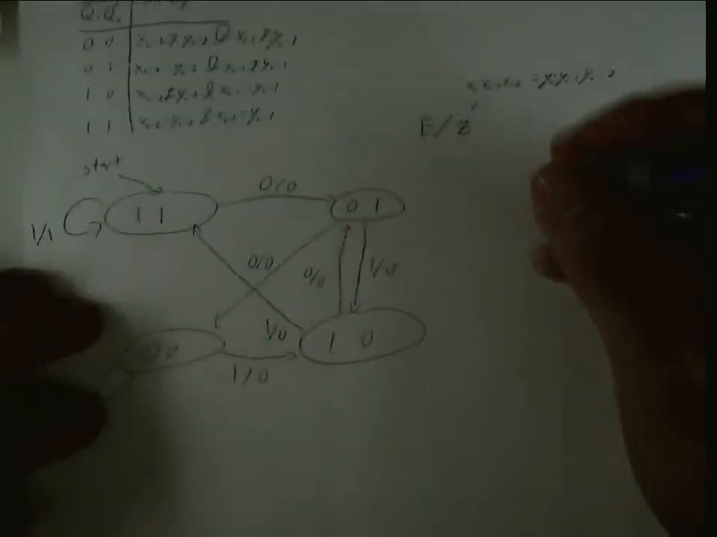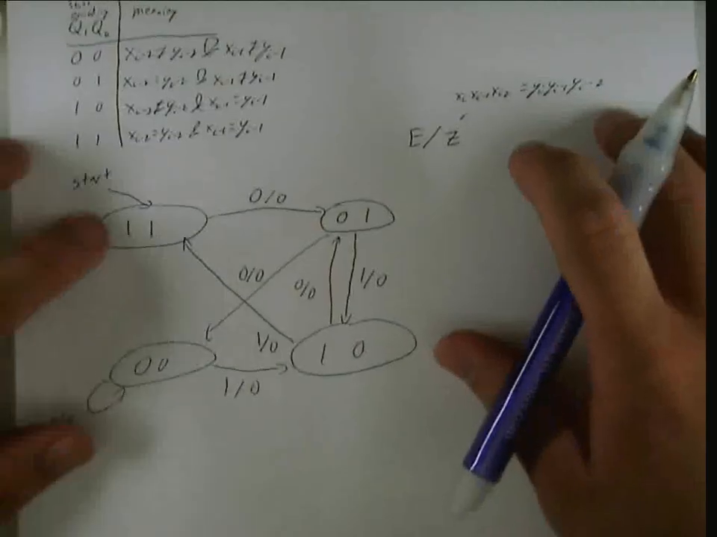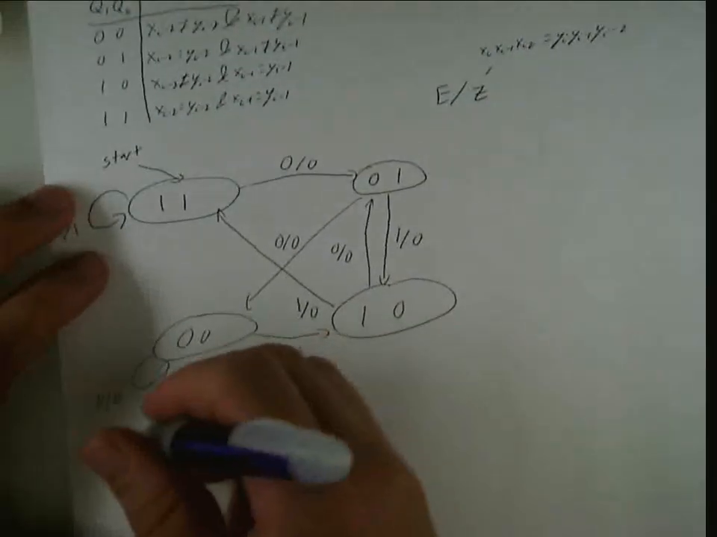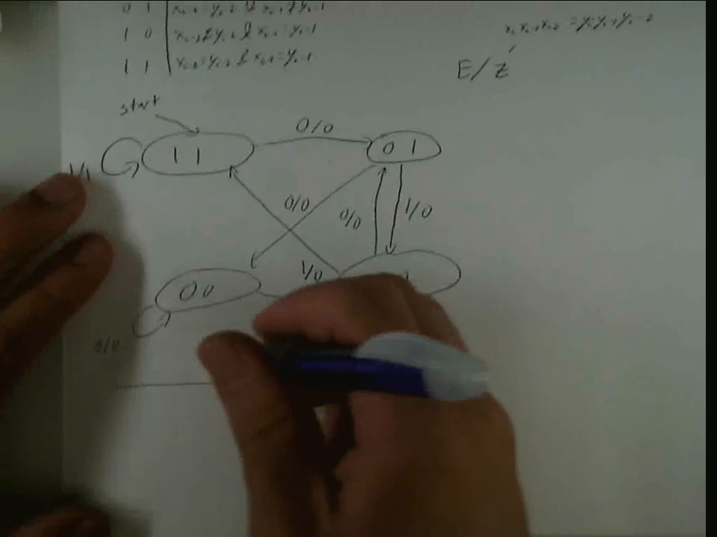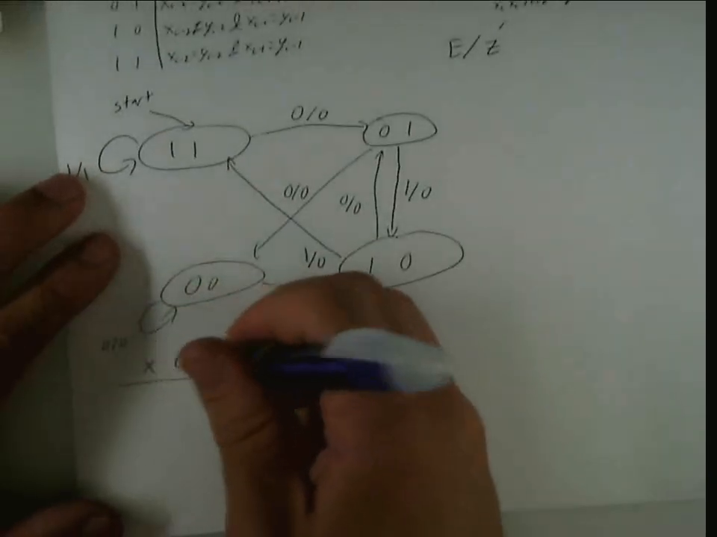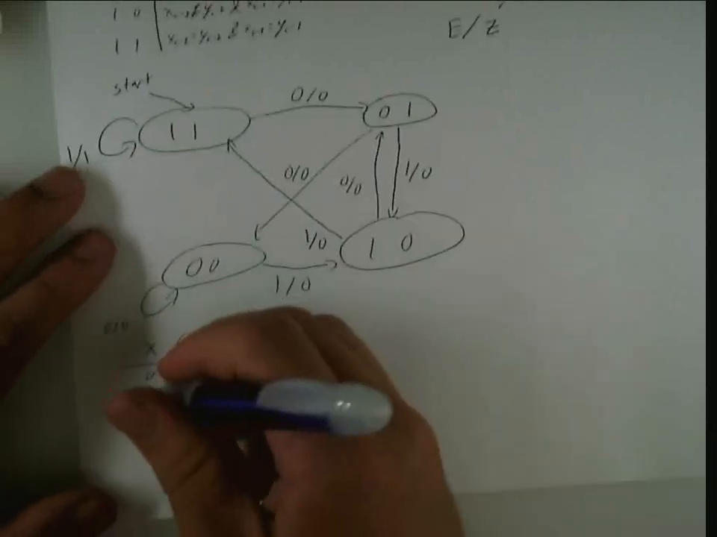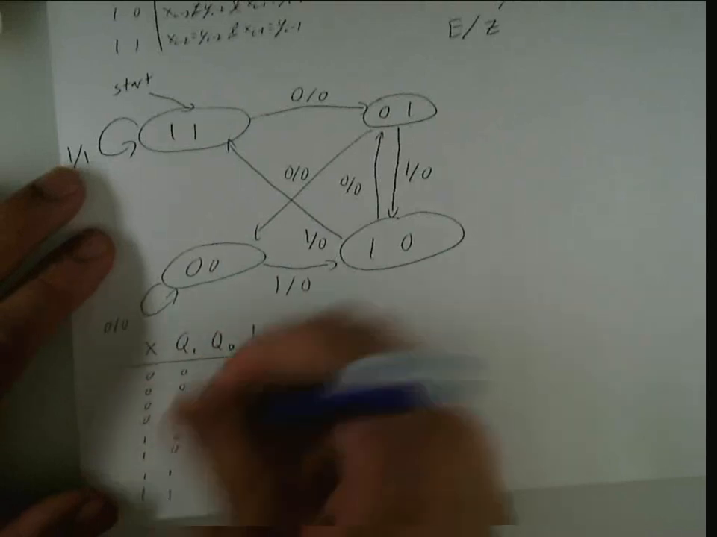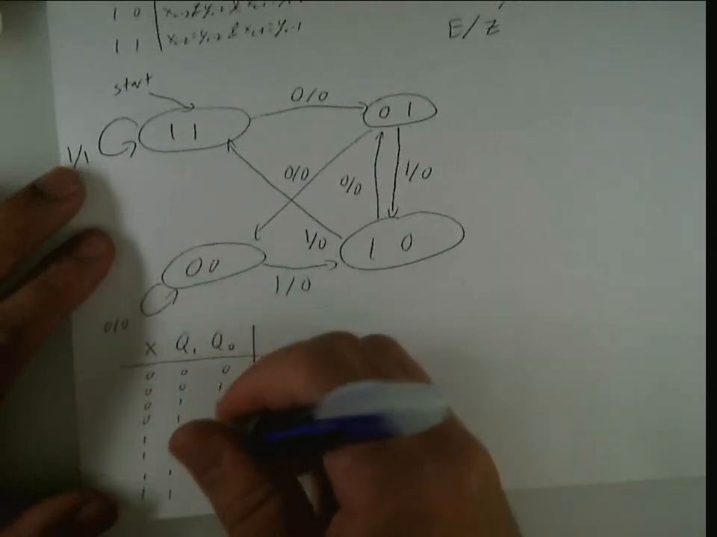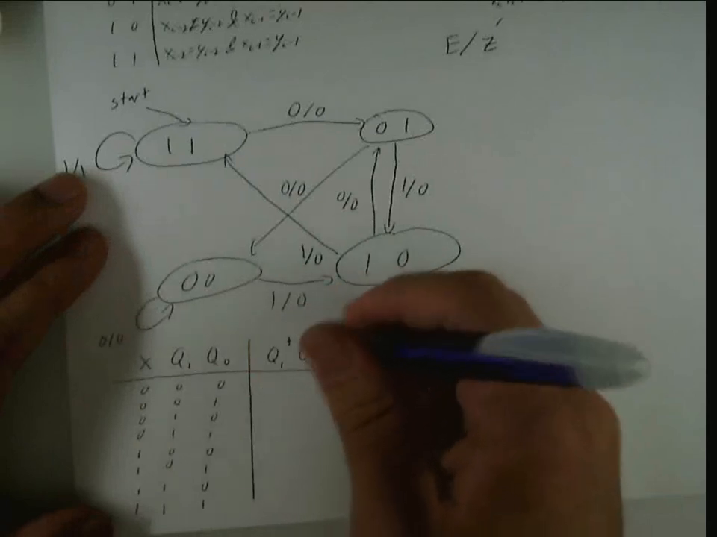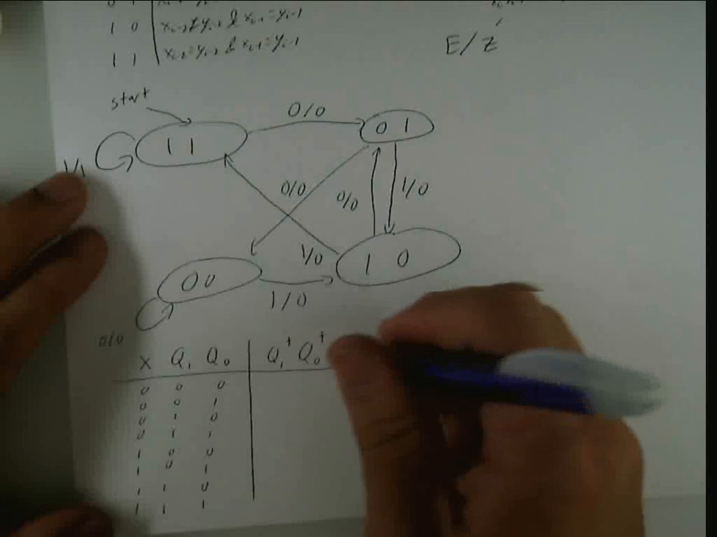And now I just need to design. I've already got E, and now I just need to find out what Q1 and Q0 are going to be. And we will need X, Q1, Q0, 0, 0, 0, 0, 1, 1, 1, 1, 0, 0, 1, 1, 0, 0, 1, 1. And then we're going to have Q1 plus, Q0 plus, and Z.